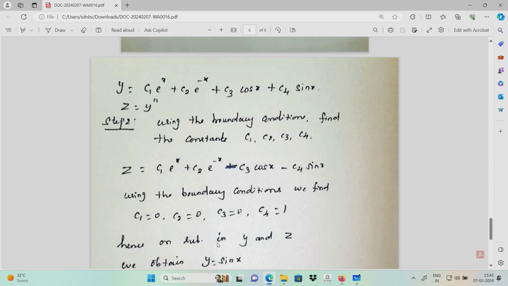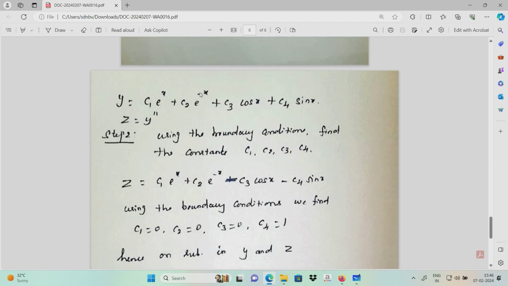And what is the next step? We have z also. What is your z? y double dash, right. So find the second derivative of y, that's your z. So you know how to find y dash and y double dash. Fine? Okay. Next, on substituting the boundary conditions, we need to get the constants c1, c2, c3 and c4. So apply the boundary conditions.